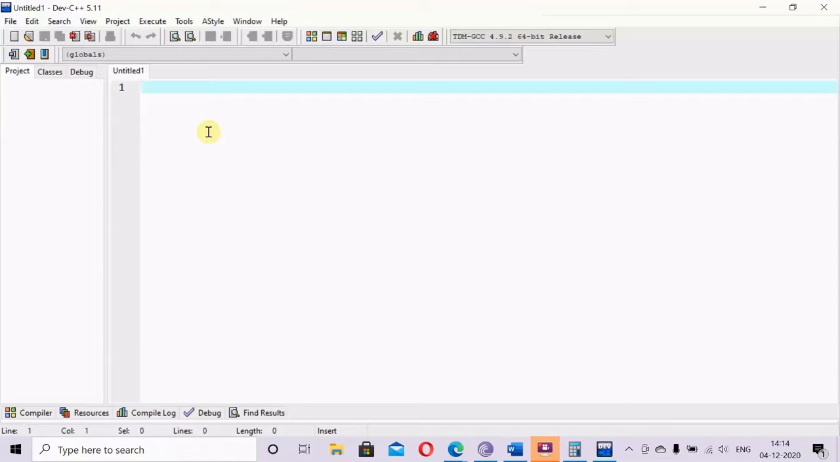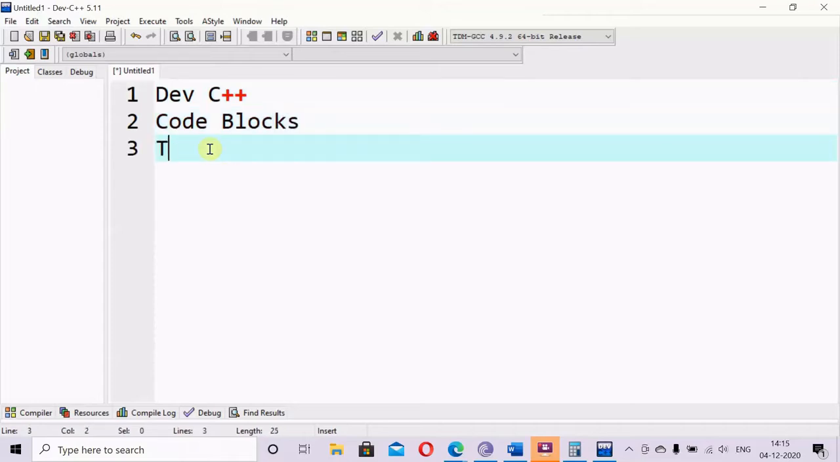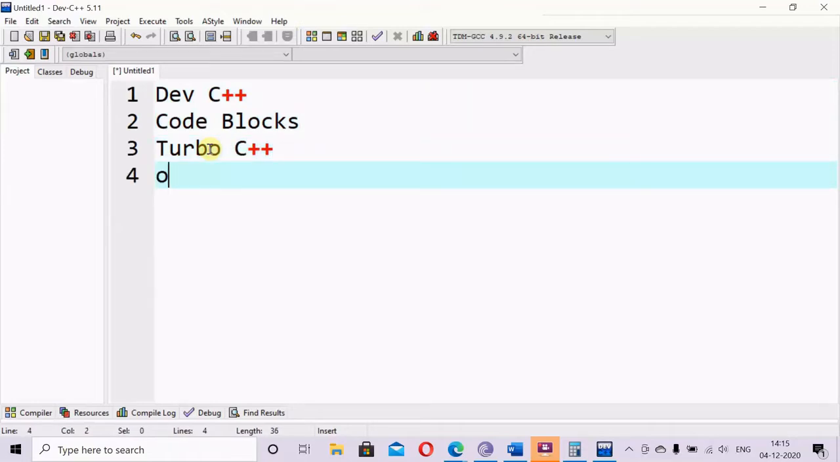Sir, I am having some problem with Dev C++, so can I use an online compiler? Yes, definitely. There is Dev C++, there is Code Blocks, you can use Turbo C or Turbo C++, and you can use an online compiler. There is no problem.